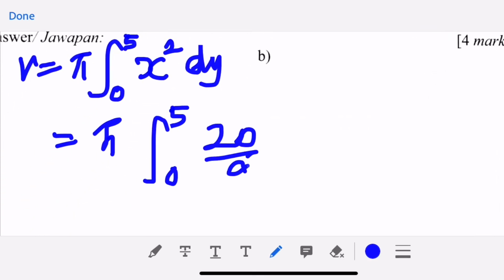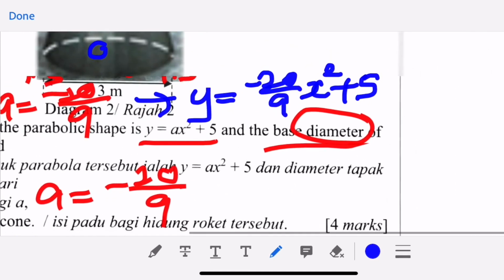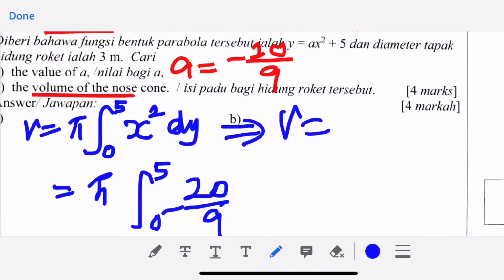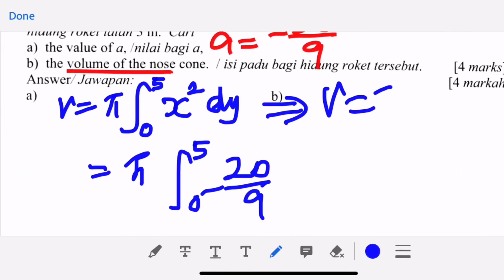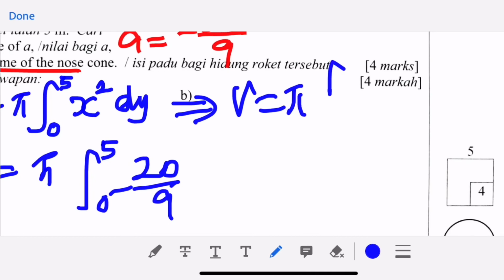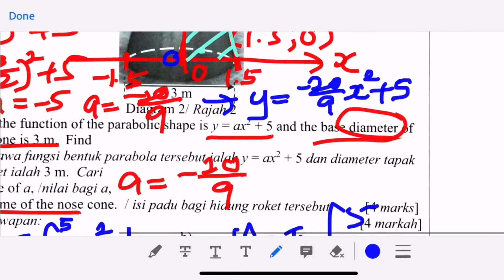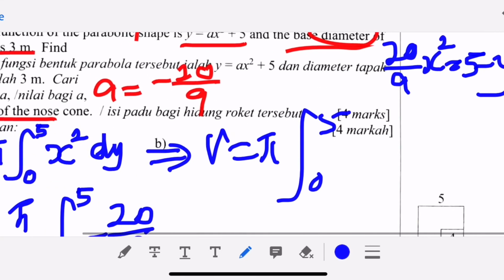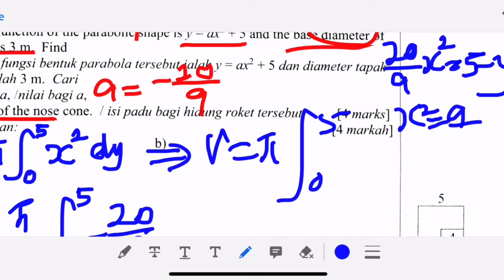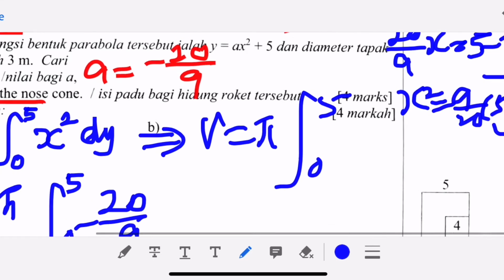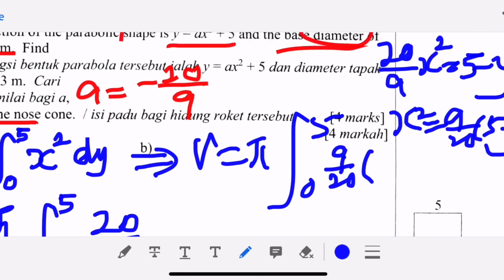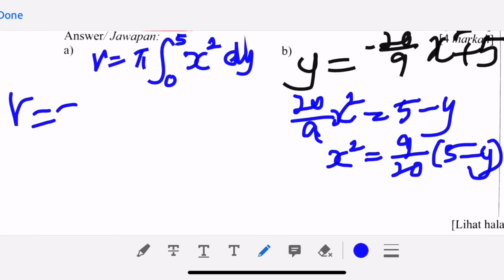Now let me write the equation first, because I need to make sure x squared is in terms of y. I cannot substitute the y directly. I have to modify the equation so that I will see the function with x squared as the subject. So 20 over 9 x squared is equal to 5 minus y. You shift the 20 over 9 to the left. Now let me simplify. I'm getting 5 minus y and then 9 over 20 in front. Yes, 9 over 20 times 5 minus y.